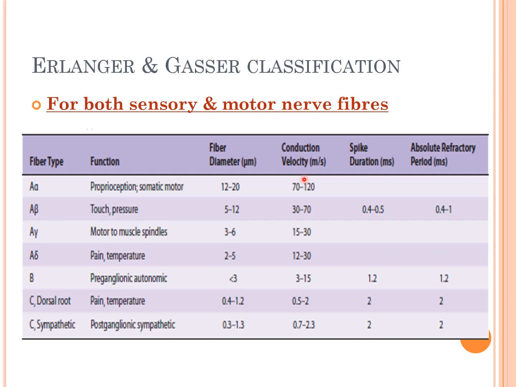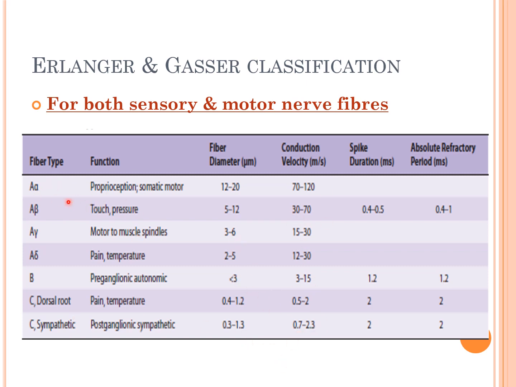You can remember by 2 MCQs. Which nerve fiber has the fastest conduction velocity? So what is the answer? A alpha is the nerve fiber which has the fastest conduction velocity because the diameter is greater. Which is the one having the slowest conduction velocity? It is type C fibers because the diameter is very less and the conduction velocity is also less. So this is very important. At least these 2 MCQs you must remember.